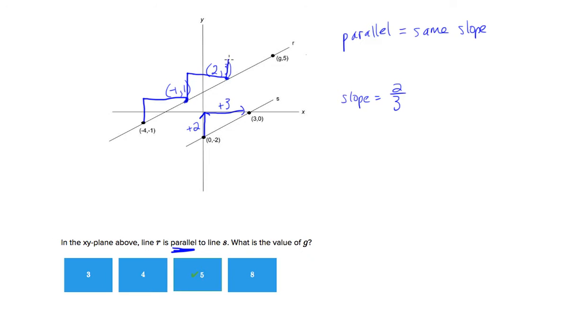And then one more time you go up 2 and over 3. That gives you a y coordinate of 5. And when you went over 3, you ended up with an x coordinate of 5 as well, which would be equal to G.